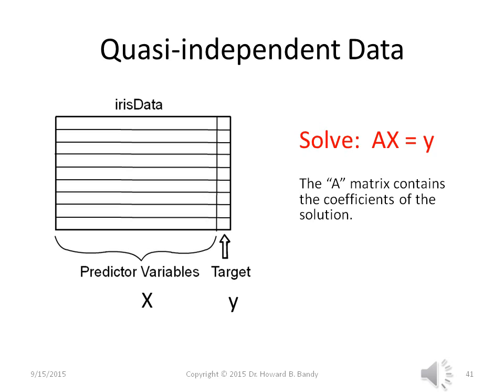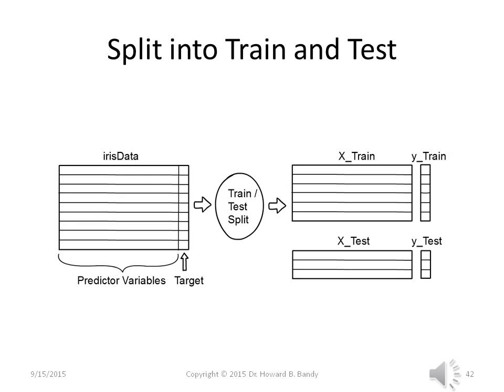The data looks very much like a spreadsheet. The model is defined by the A matrix. We've got a number of rows, and each row is a data point. In a number of columns, the predictor variables form an array on the left-hand side, capital X, and the associated target, Y, is presented in the column on the right. We're going to solve the equation, which written in matrix format is AX equals Y. The A matrix contains the coefficients of the solution.